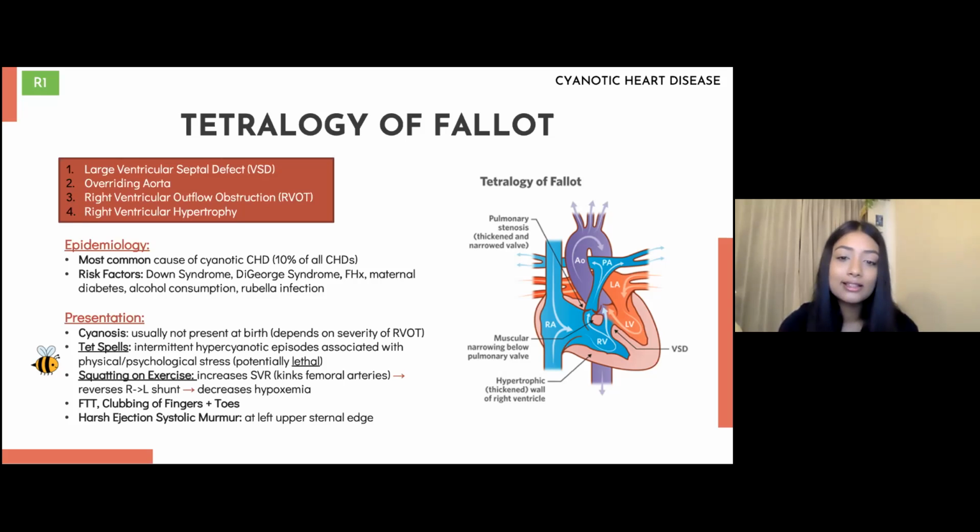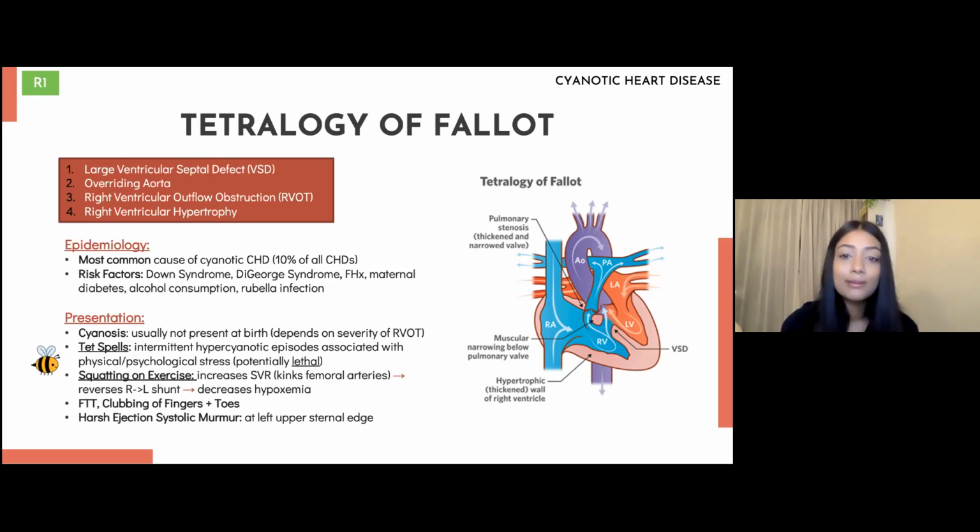These spells can occur when the baby is crying, feeding, or defecating. So essentially just really stressful events where there are increased oxygen requirements, and they can present just very blue. They were short of breath and hypoxic in that acute episode. And this generally resolves when the stressful event is over and they have time to rest. But in some cases, it can be prolonged, and this is a life-threatening event. So it does require urgent treatment in the hospital if it goes longer, but we'll discuss that on the next slide.